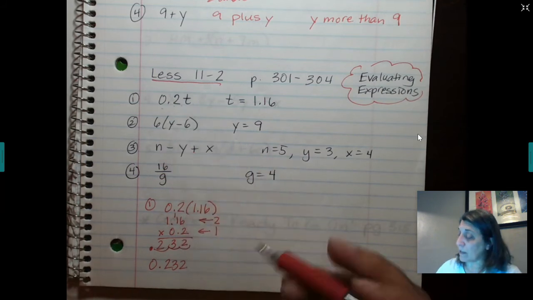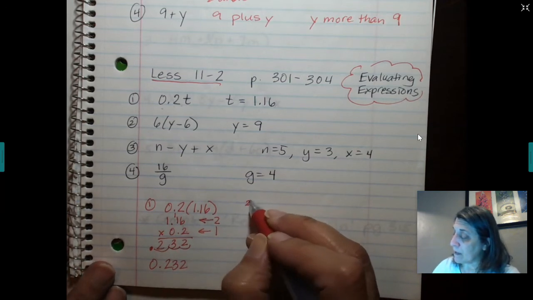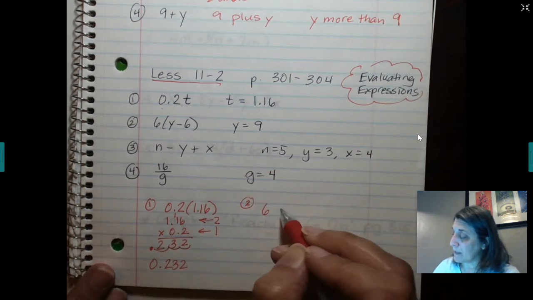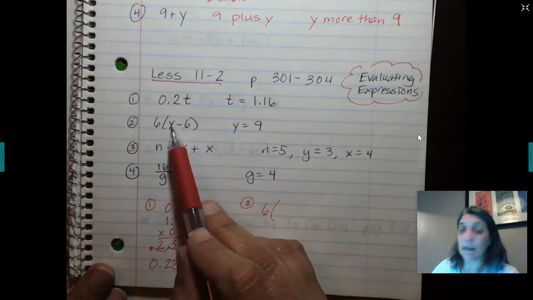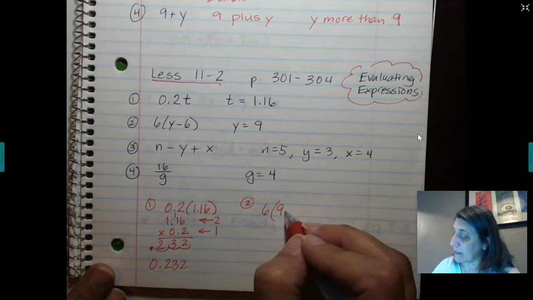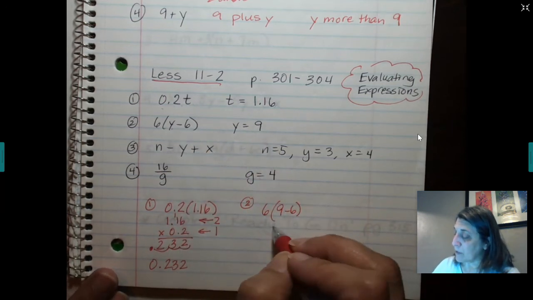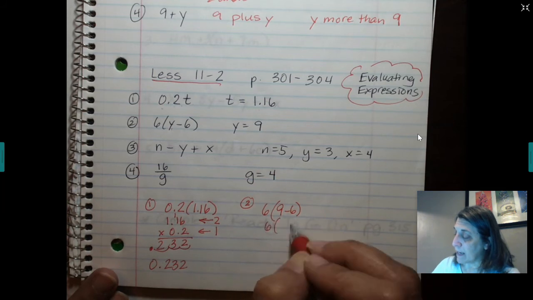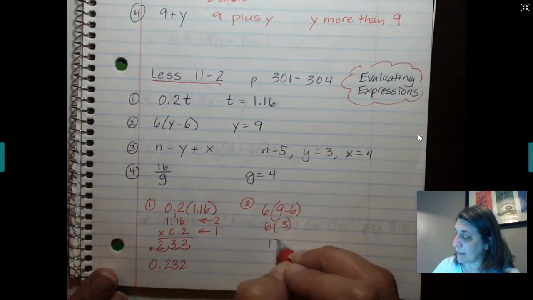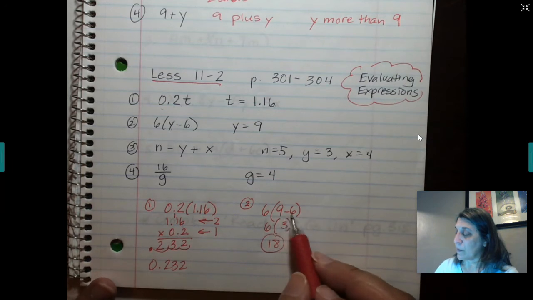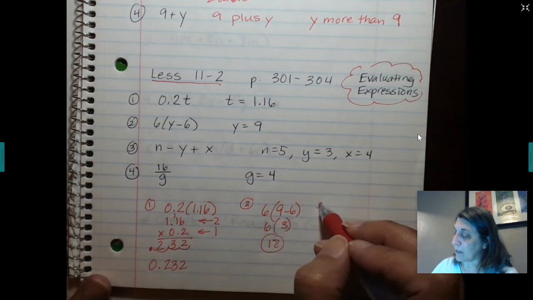Okay, this one's a little easier. I have a little more space here. For number 2, I'm going to do 6, and then I'm going to substitute in 9 for y, 9 minus 6. And then I'm just going to do 6 times 3, which is 18, right? Because first I'm going to take care of my parentheses, 3 times 6.